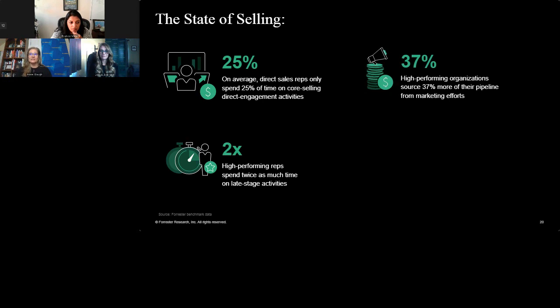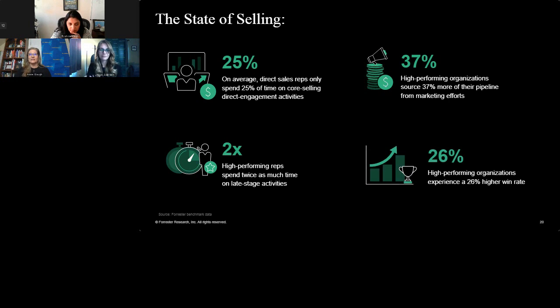High-performing organizations source 37% of their pipeline from marketing efforts. So how can we tighten the alignment between marketing and sales? And high-performing organizations experience a 26% higher win rate. So how can we increase the likelihood that opportunities will ultimately turn into won and closed business?